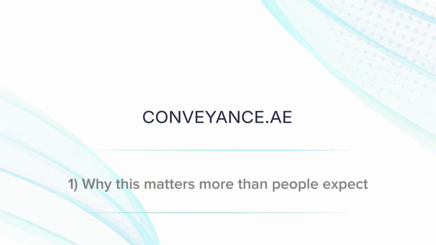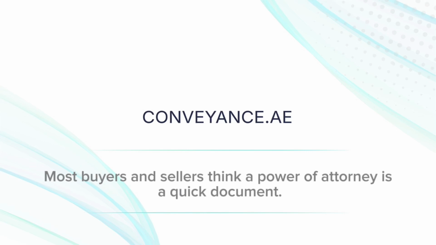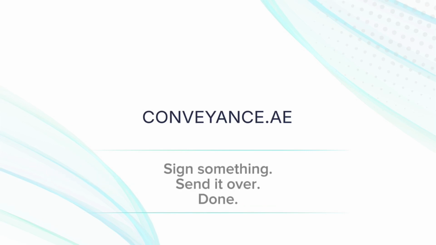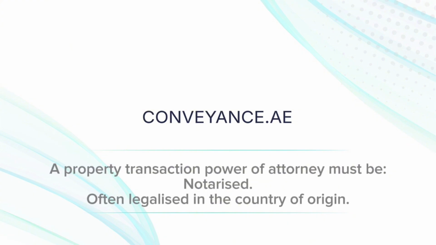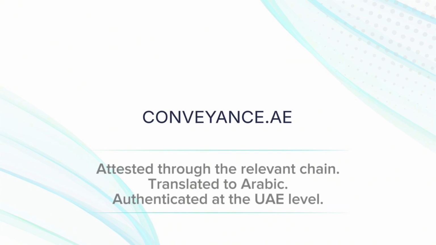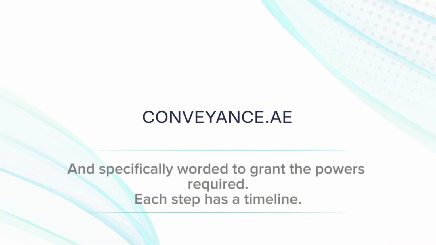Why this matters more than people expect. Most buyers and sellers think a power of attorney is a quick document. Sign something, send it over, done. And that is not how it works for property transactions in the UAE. A property transaction power of attorney must be notarized, often legalized in the country of origin, attested through the relevant chain, translated to Arabic, authenticated at the UAE level, and specifically worded to grant the powers required.